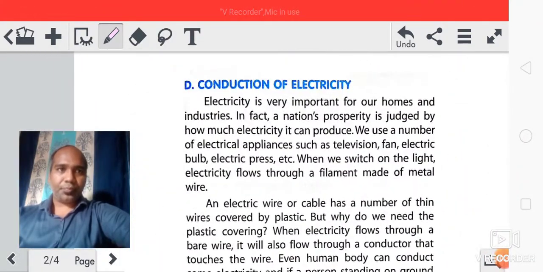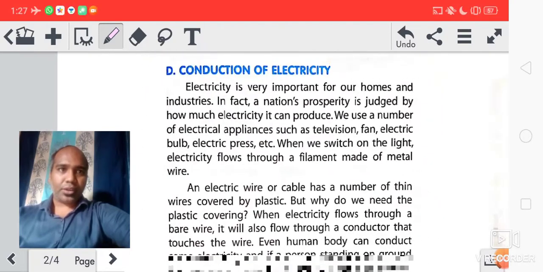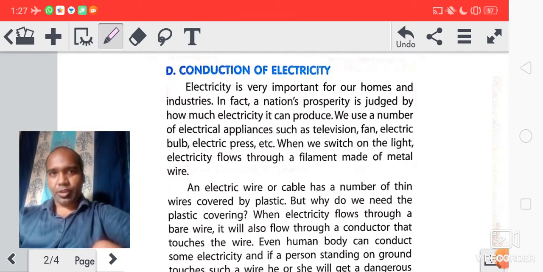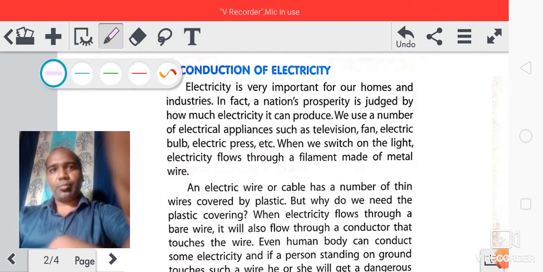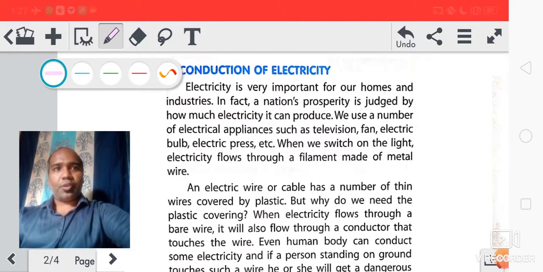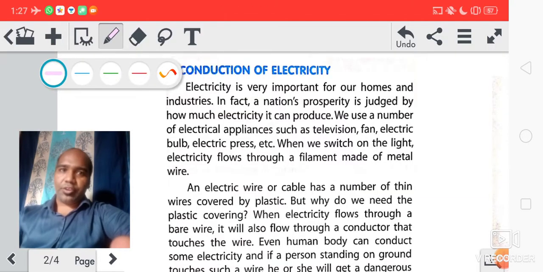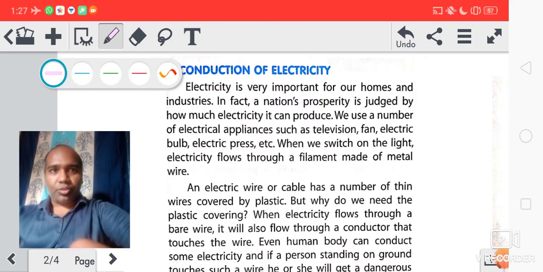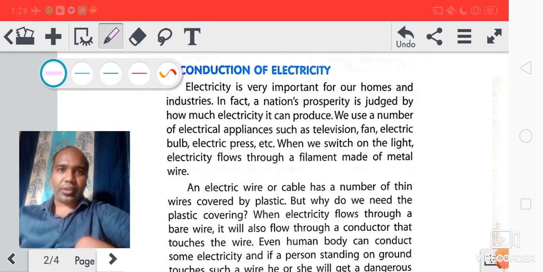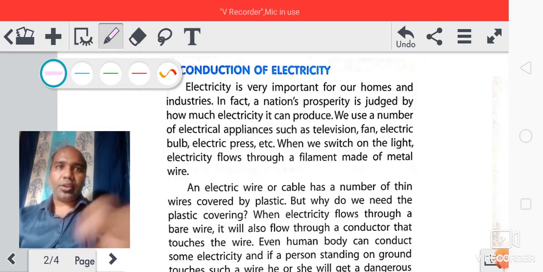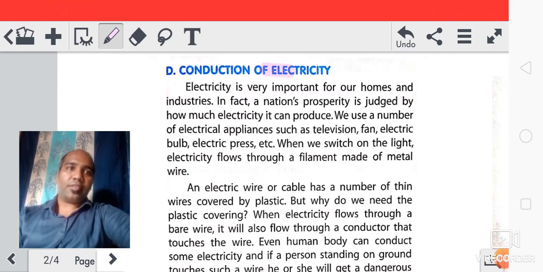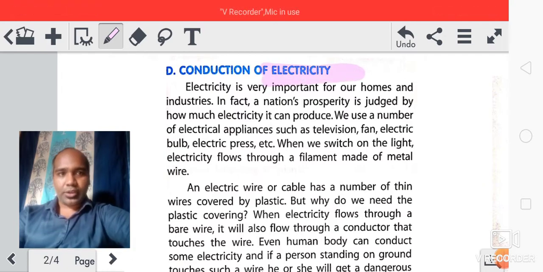Can you see here? Conduction of electricity. So we are going to discuss. As you know, electricity is very important for us. Without electricity, is it possible to light your bulb, to switch on your TV, to switch on your refrigerator, washing machine? Any electronic equipment will not work without electricity. So electricity is very important for us.